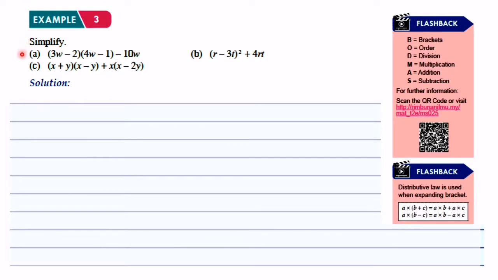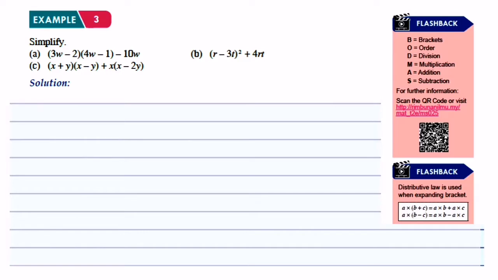The question for example 3 actually is combined operation for algebraic terms. So when you answer this question, you must follow the BODMAS order. What is BODMAS? Okay, first you must solve the bracket first, followed by division and multiplication. Follow the order. If division comes first, then you do the division. If multiplication comes first, you do the multiplication. And last one, only addition and subtraction.